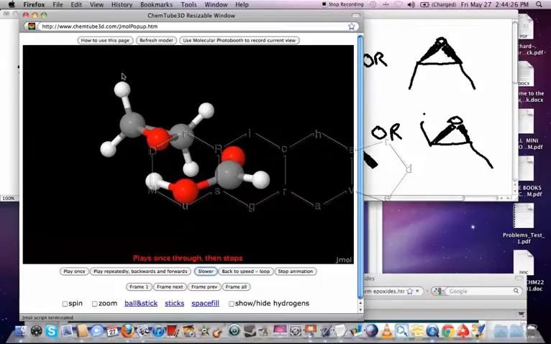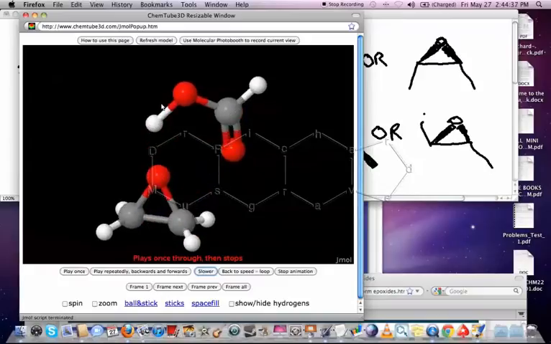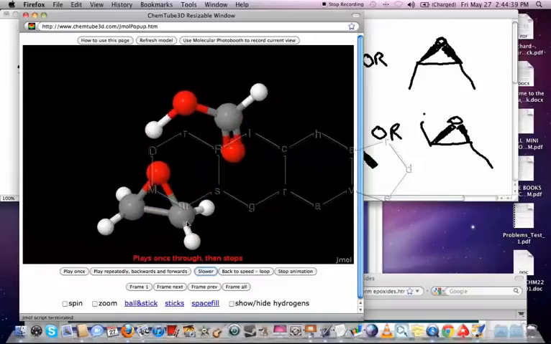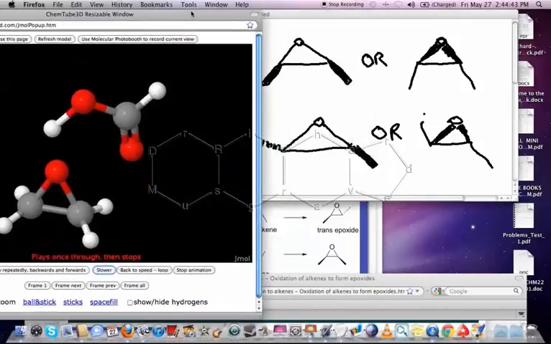In the case of a trans, this would be a methyl group, and this would be a methyl group, and that would be it there, and the oxygen would be sticking outwards. We can put this back in the plane, and if it was trans, that would be a methyl, and that would be a methyl, and the way it would be presented would be like this: out and then in.